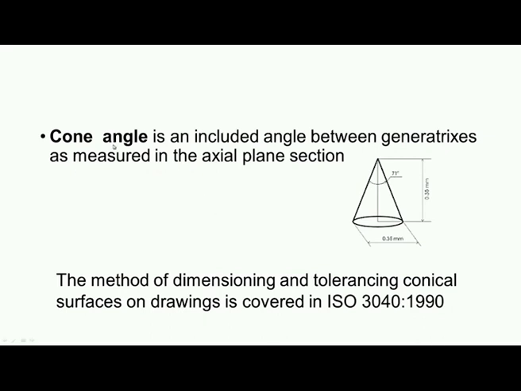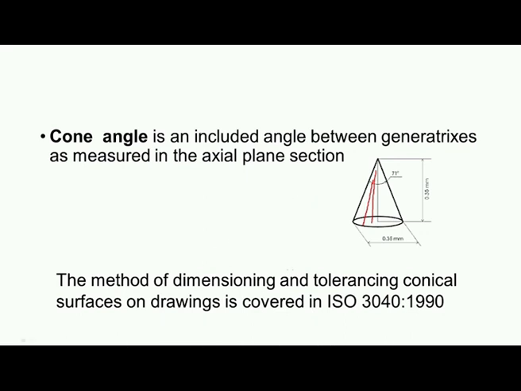Now, there is another term, cone angle, which is more frequently used. It is an included angle between generatrixes as measured in the axial plane section. You can see here we have a conical part, and we can have multiple generators like this. Now, the included angle between two generators is called cone angle, which is measured in the axial plane section.